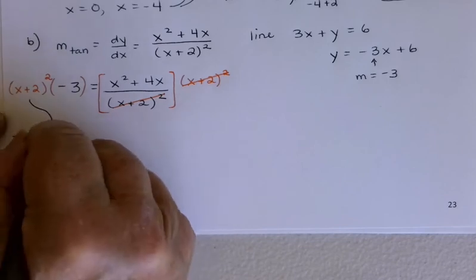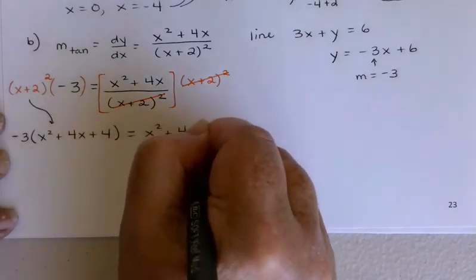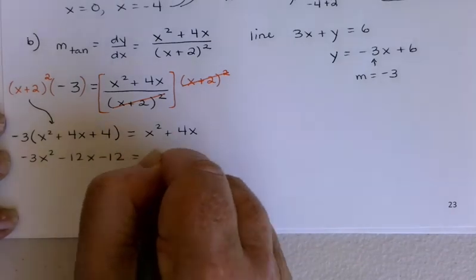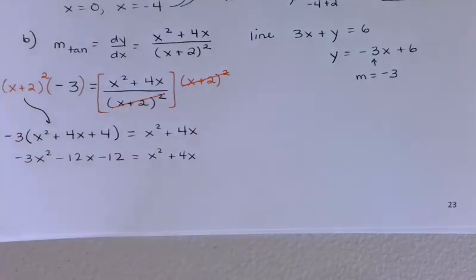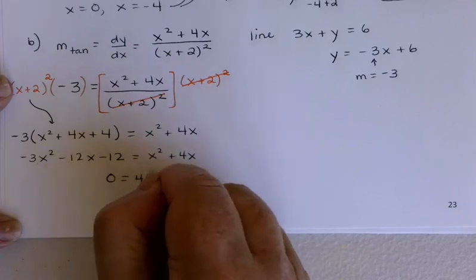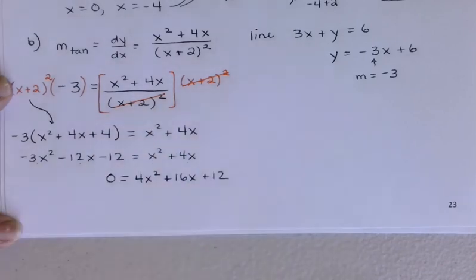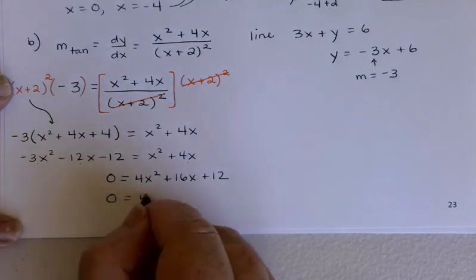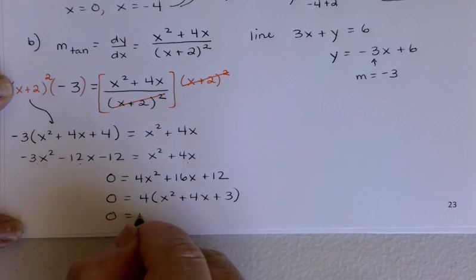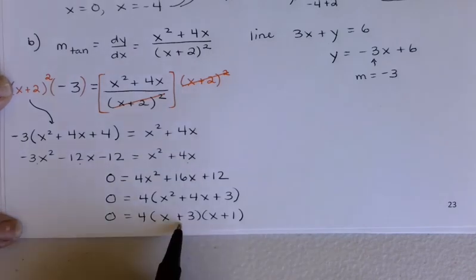So squaring that, x squared plus 4x plus 4. And that gives me negative 3x squared minus 12x minus 12 equals x squared plus 4x. Now let's get everything on the same side, get it all equal to 0. I'd add the 3x squared, so 4x squared. Add the 12x gives me a plus 16x, and then plus 12. To solve this, I know I can factor out a 4. Which makes that x plus 3, x plus 1. And it looks like I'm going to get x equals negative 3 and x equals negative 1.